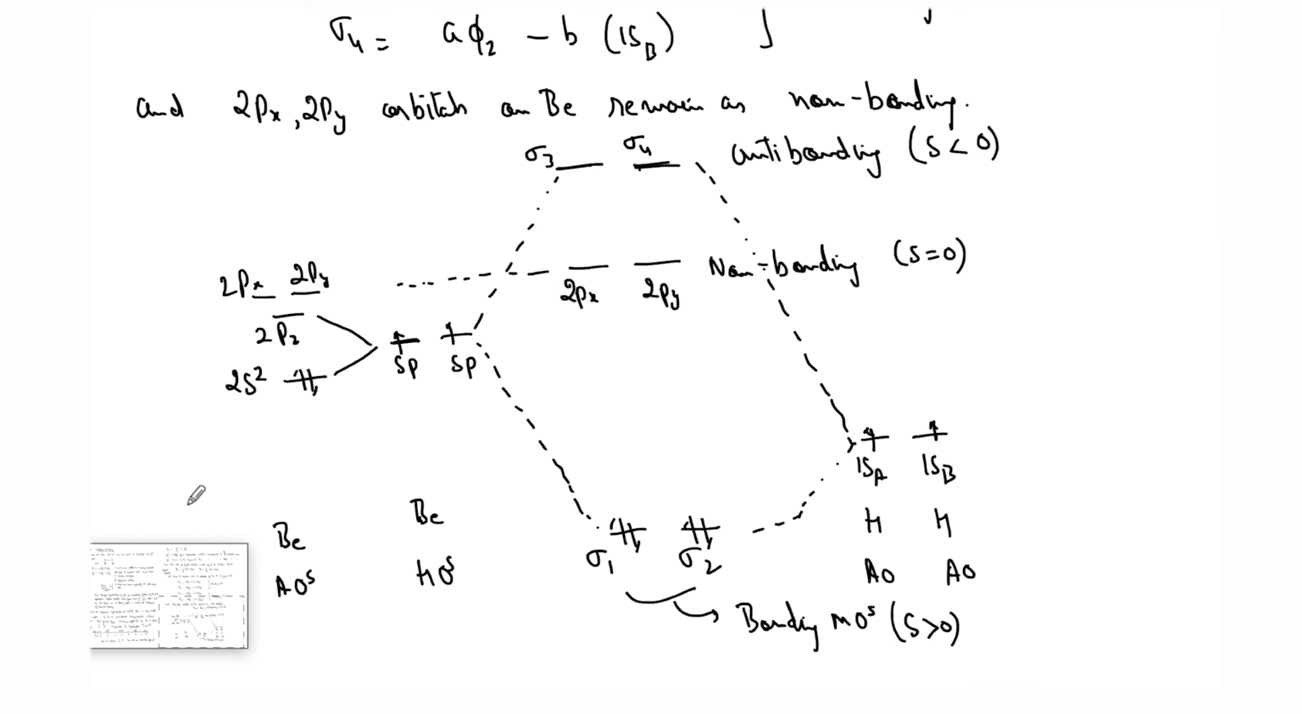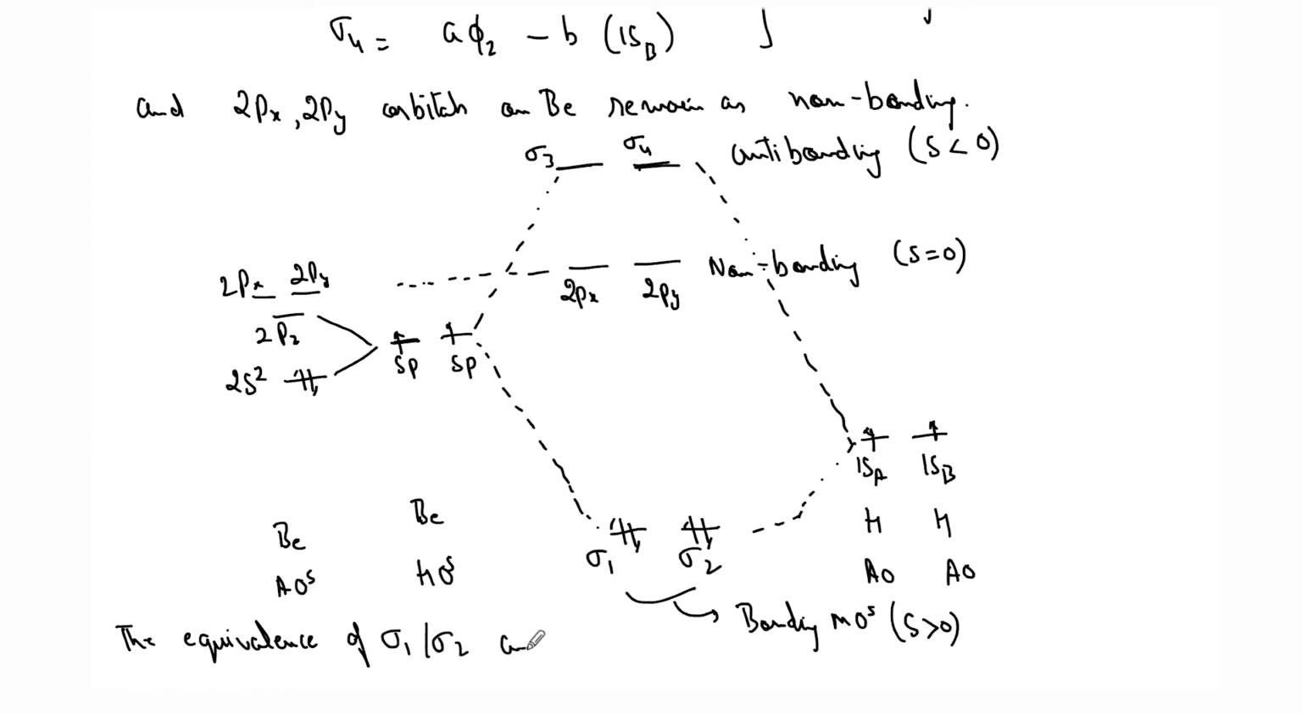So we can say that the equivalence of sigma 1, sigma 2 and sigma 3, sigma 4 is artificial. See, there is no rule which predicted that they should have same energy, but we have just listed them down as same energy. We don't know to start with whether they will indeed have same energy or not. So the equivalence of this is artificial and is thus misleading, right?